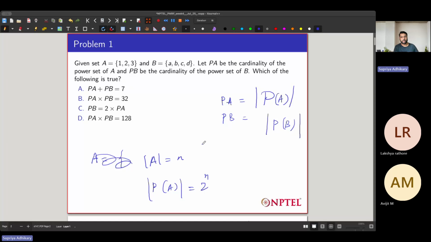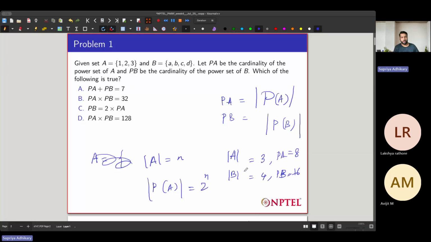Over here, since the cardinality of A and the cardinality of B are given as 3 and 4 respectively, we can say that the cardinalities of the power sets are 8 and 16. So 8 and 16 are the values of PA and PB.